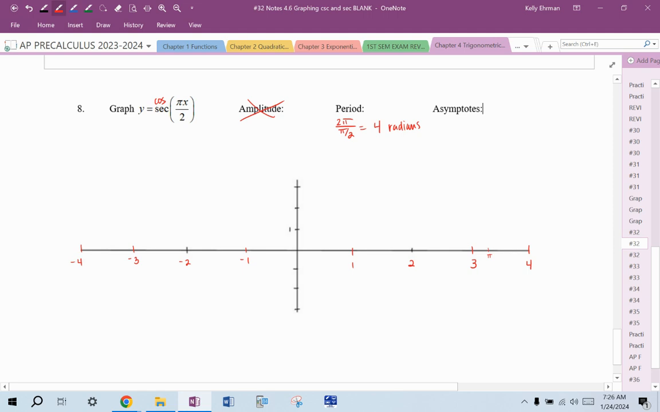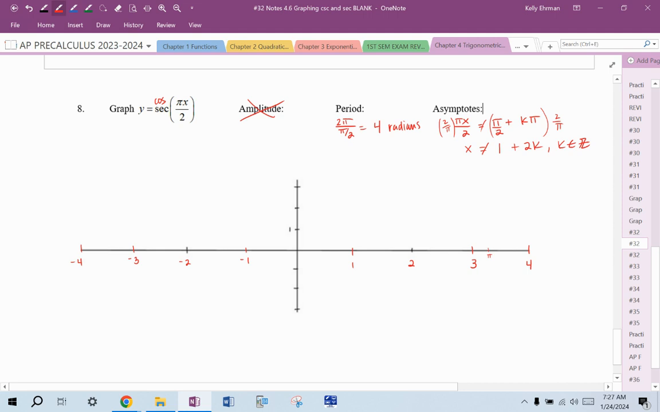What about the asymptote equations? Maybe I want to find these before I get started. So take the parentheses, set it equal to pi over 2 plus k pi, right? Multiply everything by 2 over pi to solve for x. Okay, so that means that x is going to be not equal to 1 plus 2k. K is an integer. Let's see if that checks out when we do this.